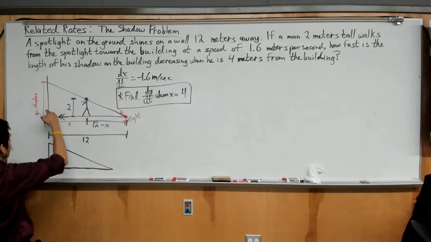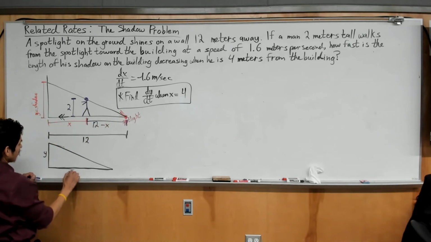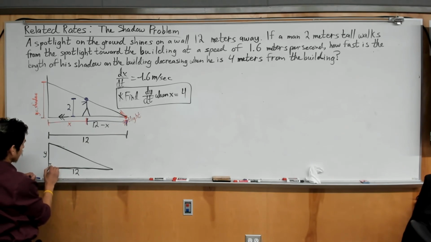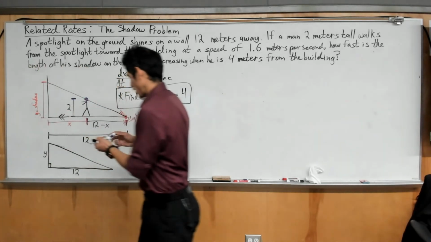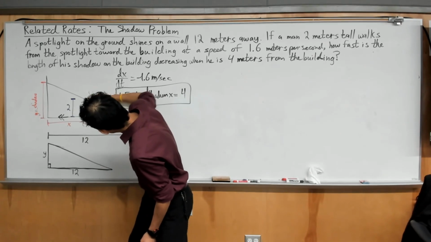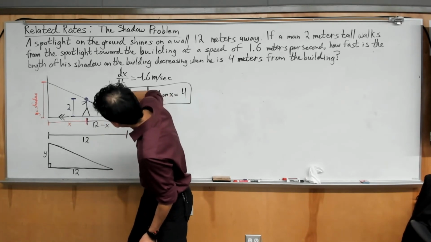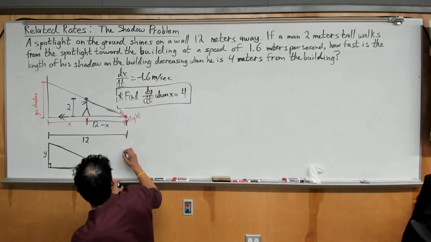So the big triangle, the left side is y, and this base is 12. This is the right triangle. And we have the small triangle in here, this small triangle with the guy on the left.